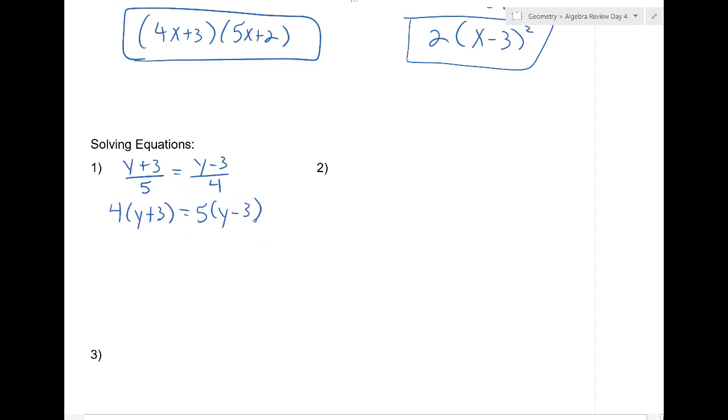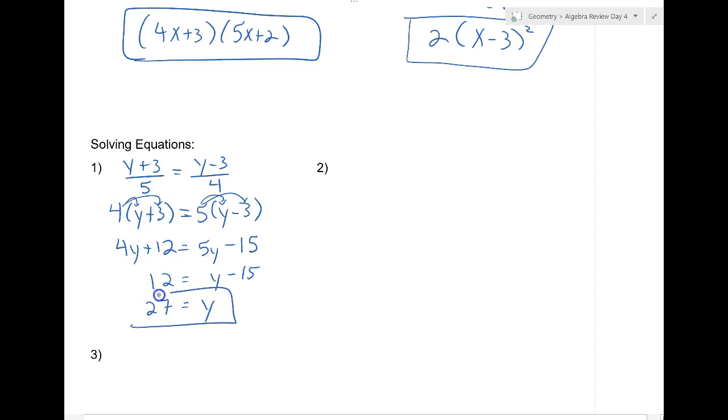Remember, if 2 fractions are equal, cross multiply, or fancy term, cross products. The product of the means equals the product of the extremes. So let's distribute. So you've got your 4y plus 12. Get your 5 going across this time. So 5y minus 15. All right, let's put like terms together. I'm going to subtract the 4y from both sides, which gives you y. And then add 15 to both sides. You get 27 is equal to y.